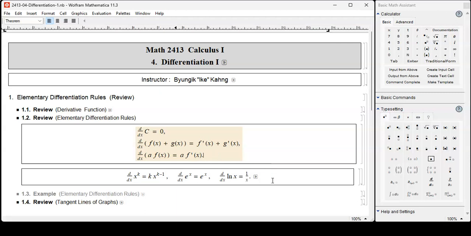And then we have the power rule, yes, all important power rule. And the derivative of the natural exponential function staying the same. And the derivative of the natural logarithmic function becomes a reciprocal function or negative first power function. Either way, they're the same.